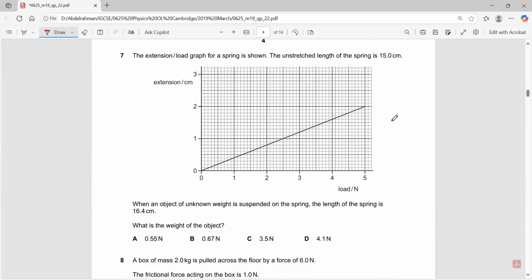The extension load graph, the unstretched length is 15 centimeters. When an unknown object is suspended, the length becomes 16.4. What is the weight? First of all, I need to find the extension. The extension would be equal to 16.4 minus 15, which is 1.4 centimeters. From the graph, you need to draw a line from the 1.4 mark. So at the 1.4 mark, if you draw a horizontal line until it reaches the graph, you'd find that the weight is 3.5 newtons.